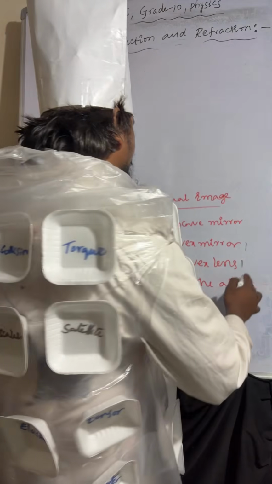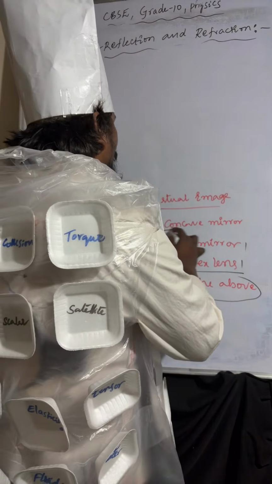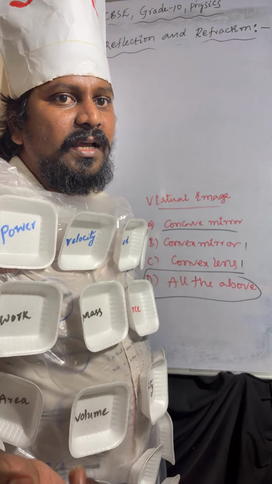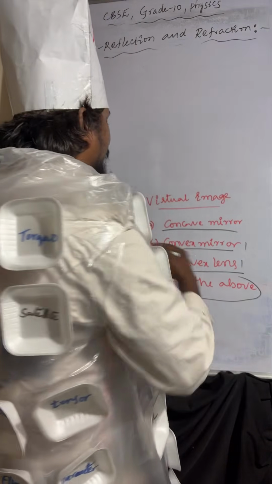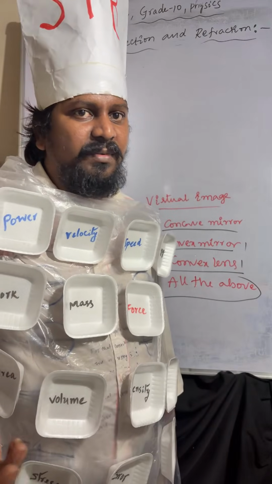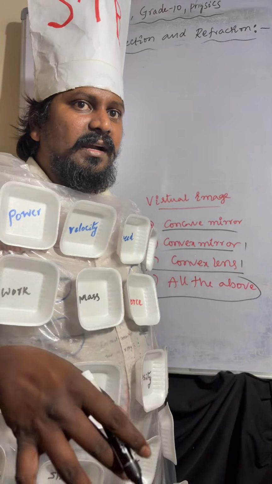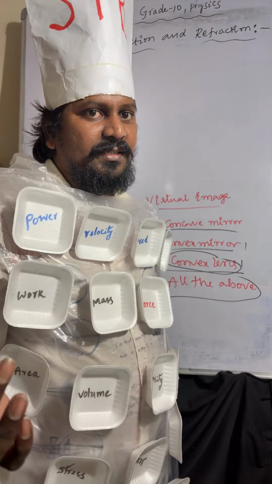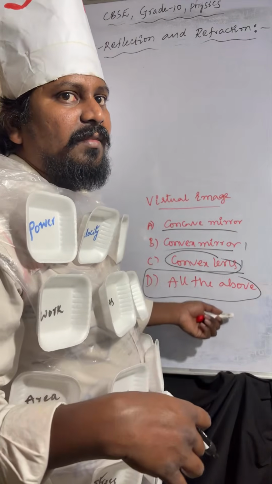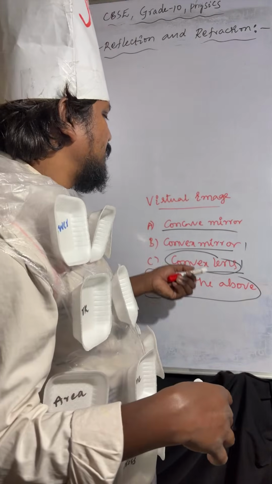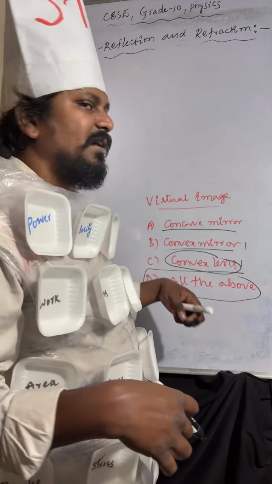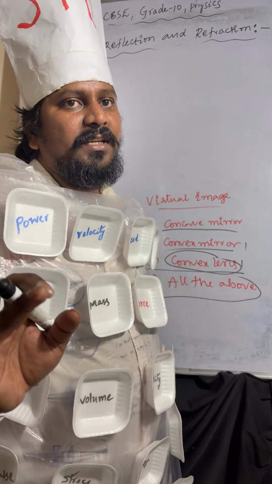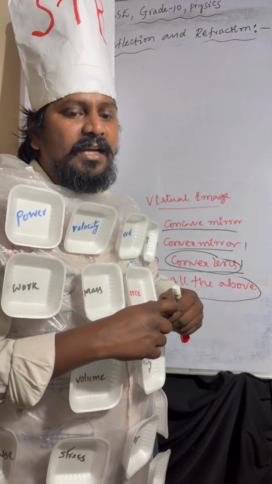So all of the above is the answer, because in concave mirror the last case will get virtual image. The convex mirror always forms a virtual, erect and diminished image. And convex lens also forms virtual image in the last case. So all of these will form virtual image: concave mirror last case, convex lens last case, convex mirror. So only two cases are there, in which virtual erect and diminished image will form. Okay, all of the above is the answer.